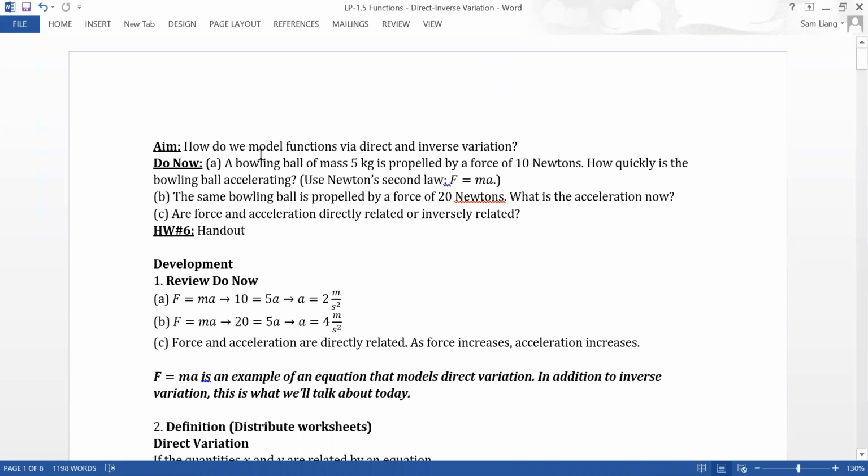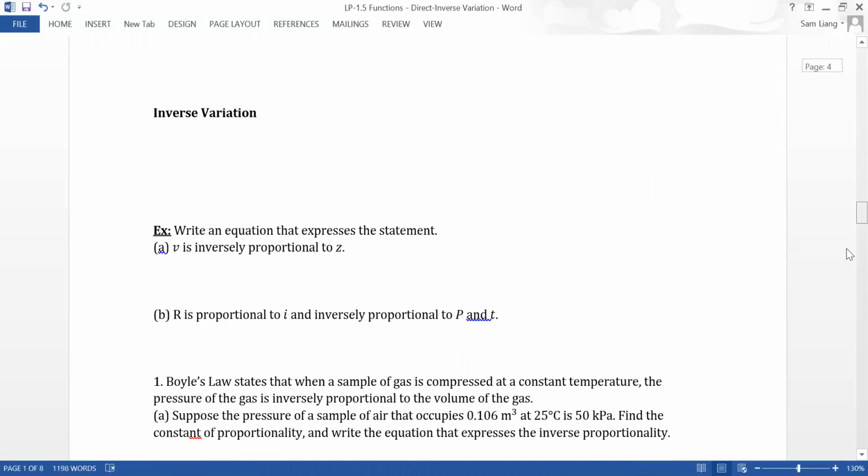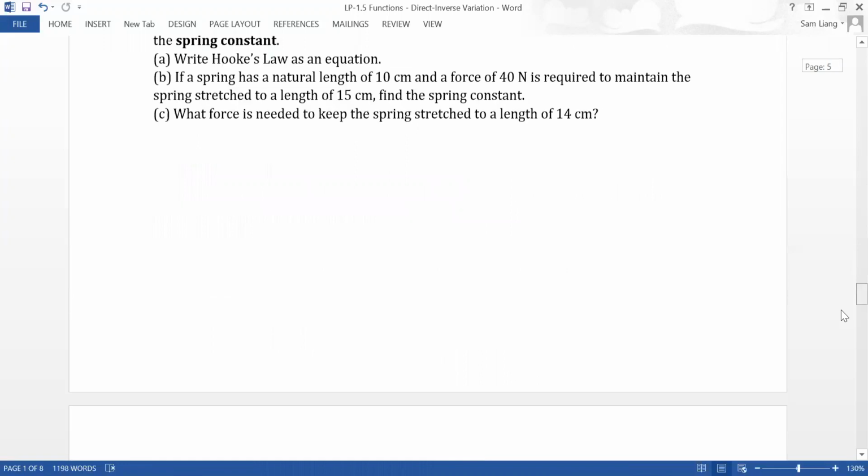So with that being said, let me get to the do now. Homework, by the way, is going to be in a handout, and I'll post that on Google Classroom as always. Okay. All right, let me jump to the slide for the do now. All right, here we are.